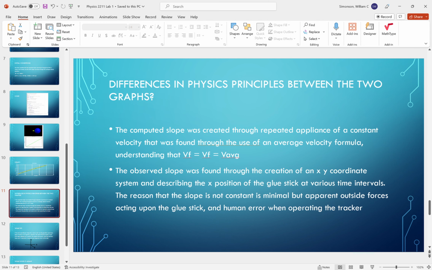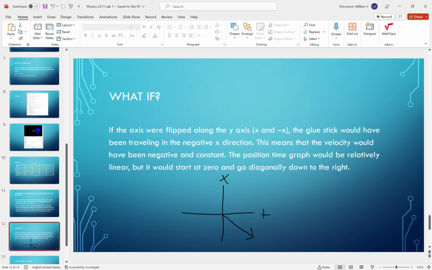So what are the differences in physics principles between the two graphs? The computed slope was created through repeated application of a constant velocity that was found through the use of an average velocity formula, understanding that the velocity final is equal to the velocity initial, which is also equal to the average velocity. The observed shape was found through the creation of an xy coordinate system and describing the x position of the glue stick at various time intervals. The reason that the slope is not constant is minimal, but apparent outside forces acting upon the glue stick and human error when operating the Tracker.